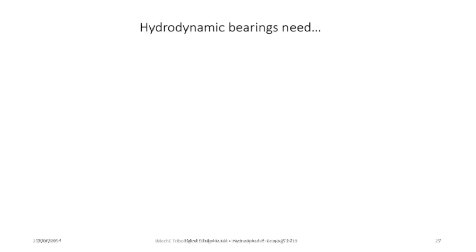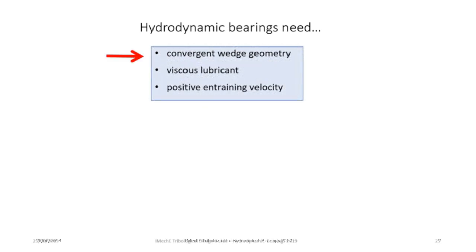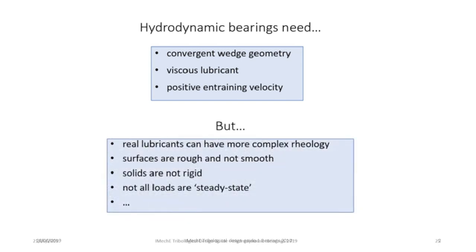To summarize then, hydrodynamic bearings must have the right geometry, a convergent wedge, be supplied with an adequate flow of viscous lubricant. The bearing surfaces must have the correct relative entraining velocity to pull the lubricant into the contact. All these conditions are met in journal bearings. Of course, there is more to the topic than we have been able to cover.